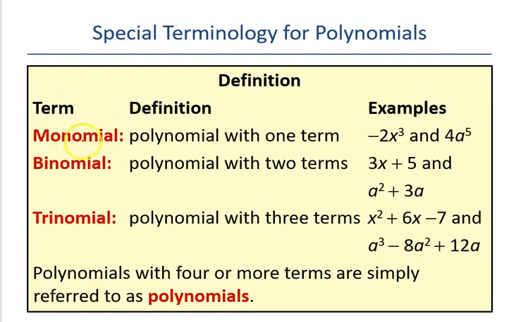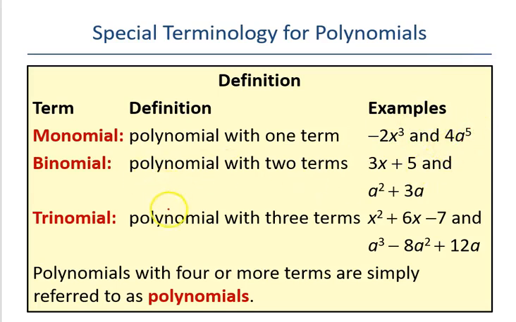A monomial is a polynomial with one term, such as negative 2x to the third, which would be a third degree polynomial with a leading coefficient of negative 2. Here is 4a to the fifth. The leading coefficient is 4, and our degree is 5.